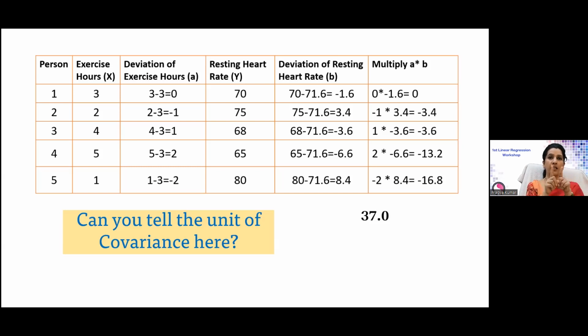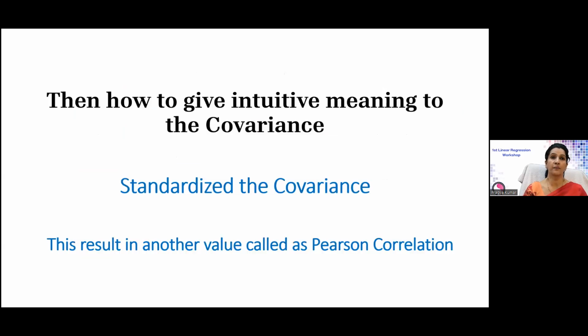If you have multiplied two variables, so how will you do? You have to multiply those two units also. So what will be the unit? Yes. So no one is trying to write beat. Yes, agree. Bharat is writing beat hours into hours. So yes, hours multiplied by beats per minute. That will be the unit. But how to interpret that? Because then there will not be any intuitive meaning of this covariance.